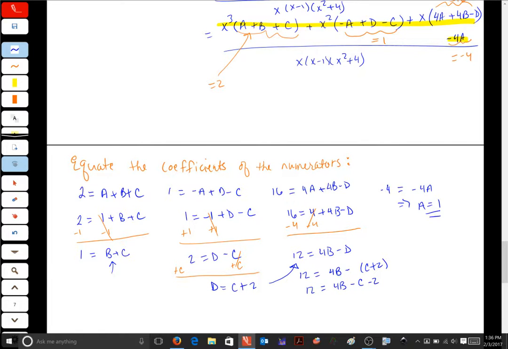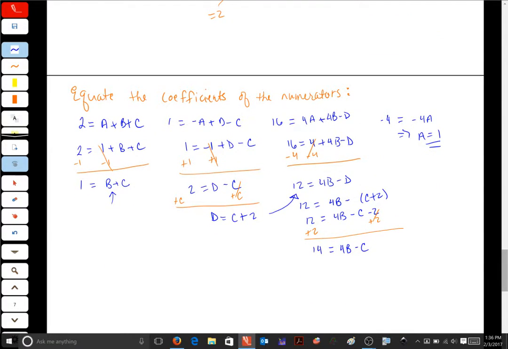So what should we do with that minus 2? Add it. And I have 14 is equal to 4b minus c. Now I have an equation right here that just has b and c in it, and an equation that just has b and c in it. So I can solve one of them for c or one of them for b and plug it into the other equation. Which one do you want to choose?